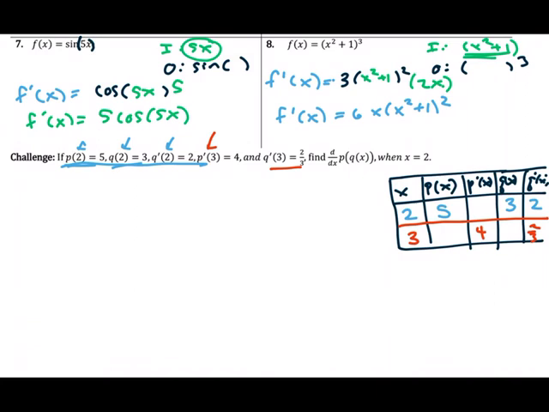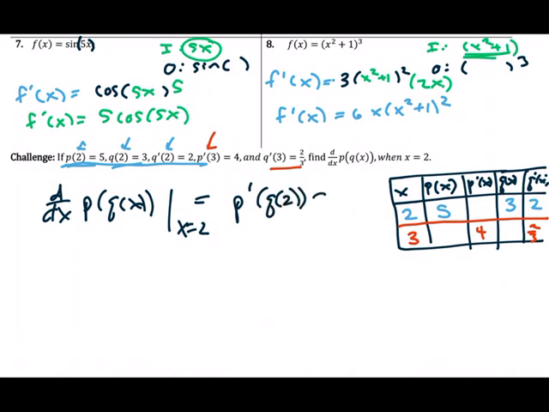So now we are finding the derivative of P of Q of x, and we're going to find it specifically when x is equal to 2. Well, the derivative of the outside function would be P prime of Q of 2, and we would multiply that by Q prime of 2, the derivative of the inside evaluated at that value. So let's look at our table to find these values.